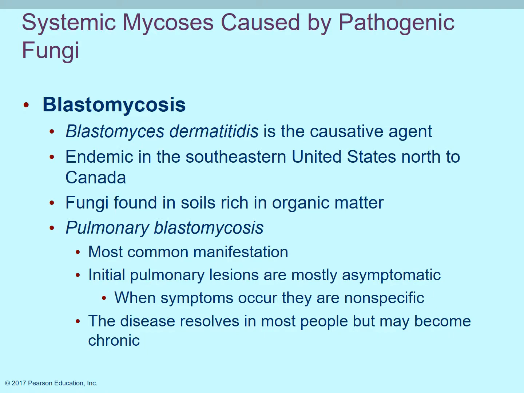Blastomycosis. Blastomyces dermatitidis is a causative agent for blastomycosis. This is endemic in southeastern United States in quite a large range, all the way up to Canada. It is found also in soil. You'll find out that a lot of the fungi are typically found in soil because they are often involved with the breakdown of decaying material. That they're often found in very rich soils.